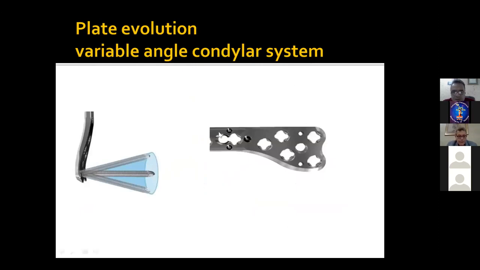What's new is that you may have a variable angle device to allow you to place your locked screws in different directions. This is very important because if you have a screw with a fixed direction near the articular surface, you may penetrate the articular surface, or you may have to avoid using a locked screw near the articular surface just to avoid penetrating it. So the development of a plate with a variable angle device is a valuable addition to our treatment strategies.